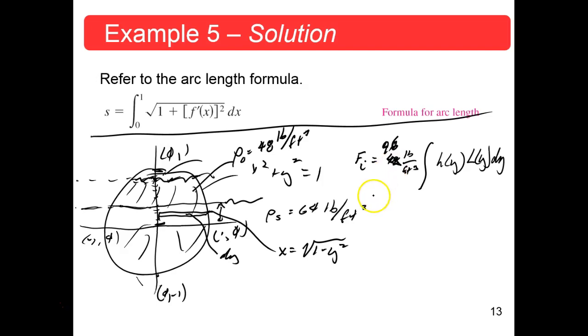So this will be for us 96 pounds, and I'm going to leave these off after a while, per cubic foot times the integral from minus 1 to 0.8. The h is 0.8 minus y. That's the height function. The length is, this one I just said, that's the x value, which is the square root of 1 minus y squared, and then you've got your dy. So there is your function, okay?